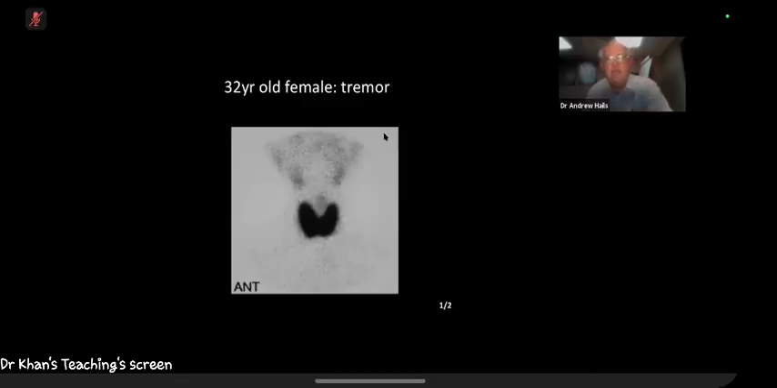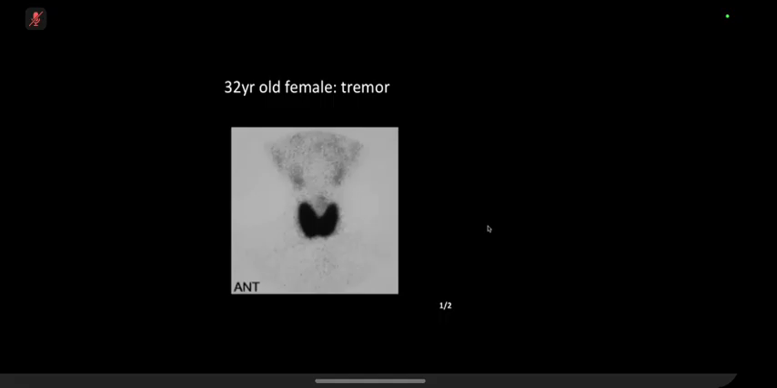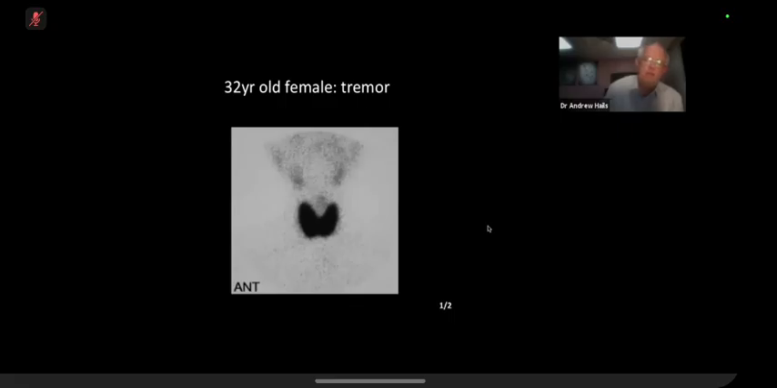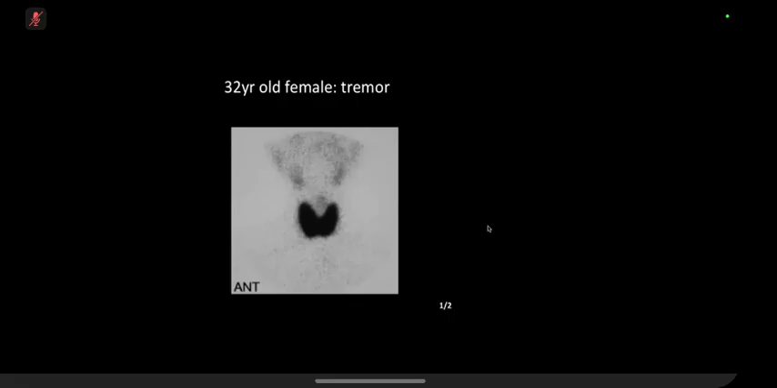Now, this is somebody with a tremor. Would you like to say what this thyroid scan shows? So this demonstrates a diffuse uptake. I think it looks quite increased, more than I would expect, diffusely throughout the whole thyroid gland. So I'm thinking it's more of a symmetrical, whole diffuse process, something maybe like Graves' disease? Yeah, that's right.